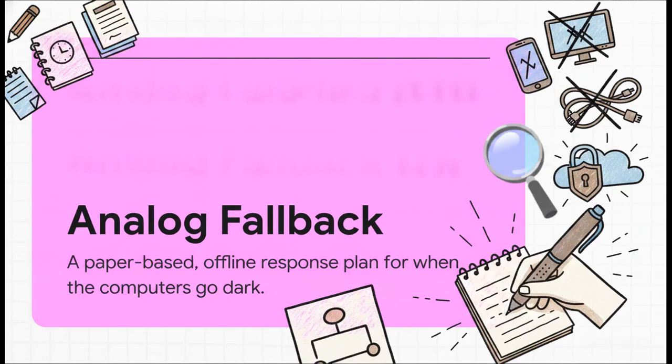But honestly, my absolute favorite concept here is the analog fallback. Despite all of our incredible high-tech solutions, disaster managers know that sometimes the ultimate defense against a highly sophisticated cyber-physical disaster is incredibly simple: pen and paper. An analog fallback is a strict, paper-based operational plan. It ensures that when the screens go black, the SCADA systems lock up, and the internet completely dies, the human beings in charge still know exactly how to keep critical operations running manually.